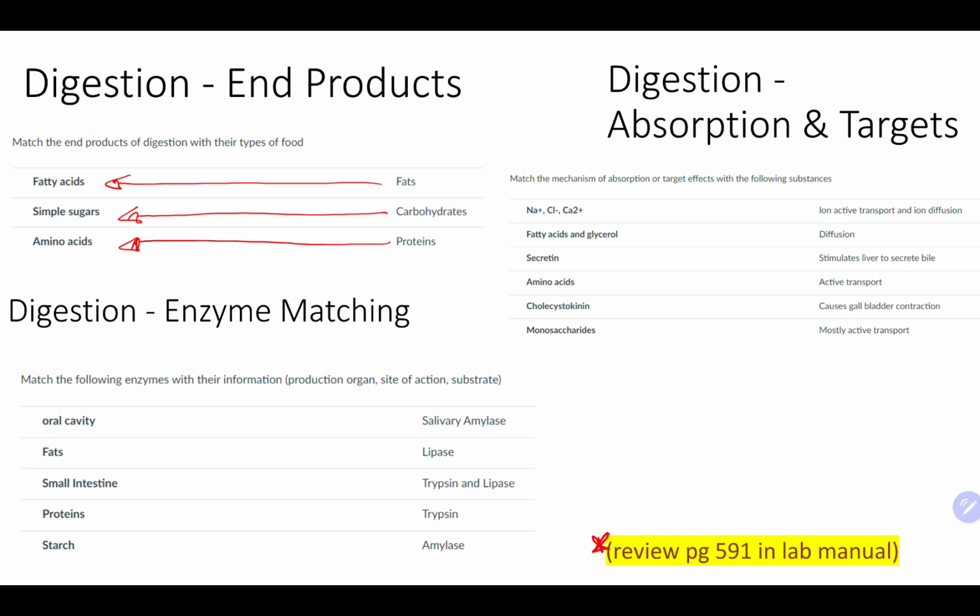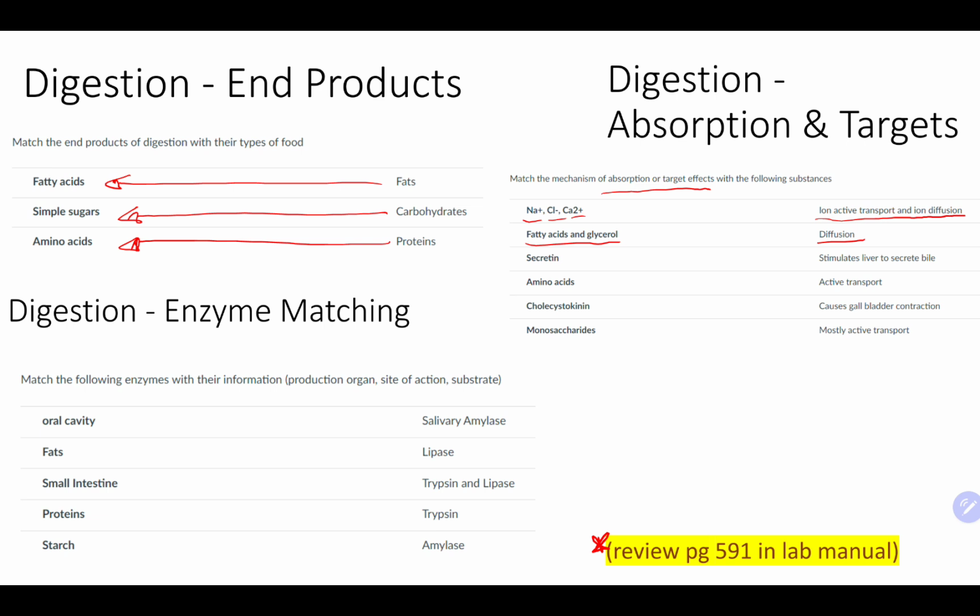So we also want to be able to match the mechanism of absorption to the target effects of the following substances. So when we look at sodium, chloride, calcium, things like that, they're going to be absorbed in the body via ion active transport or via ion diffusion, right, down their gradient. And so fatty acids and glycerols, these are lipid molecules, so they'll be able to easily be absorbed into the body via diffusion, right, or through a cell membrane via diffusion.